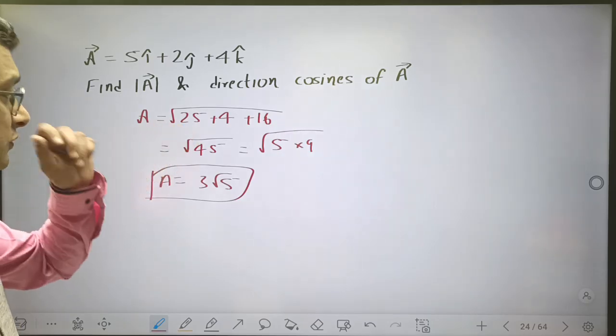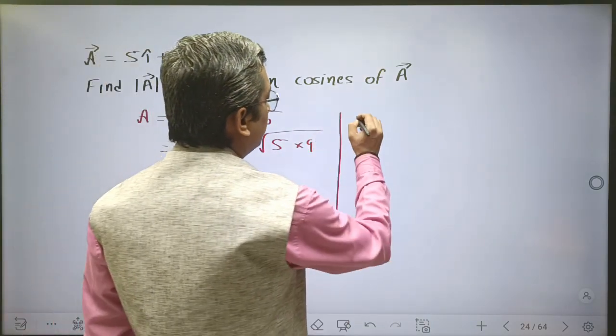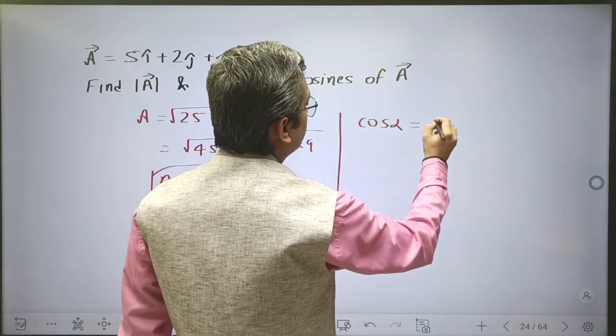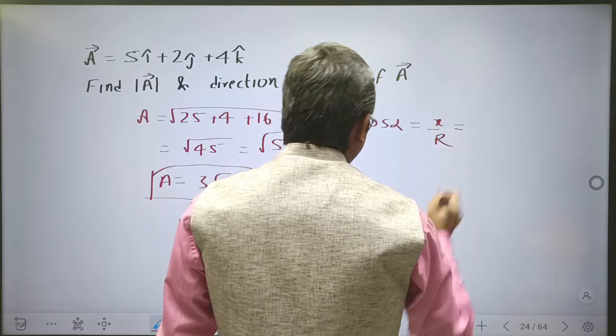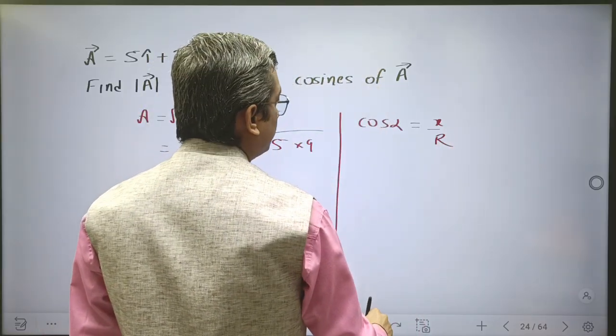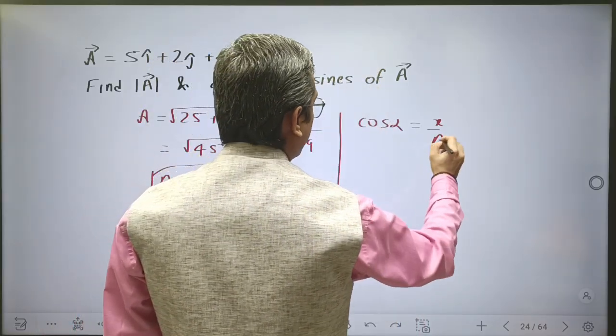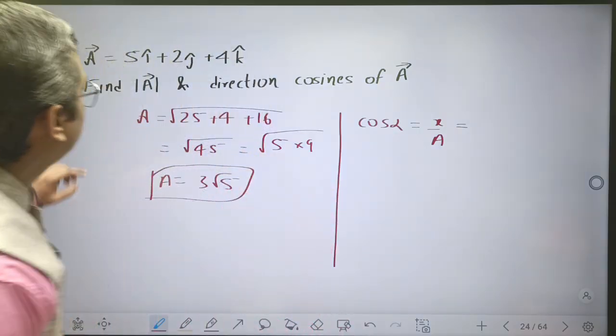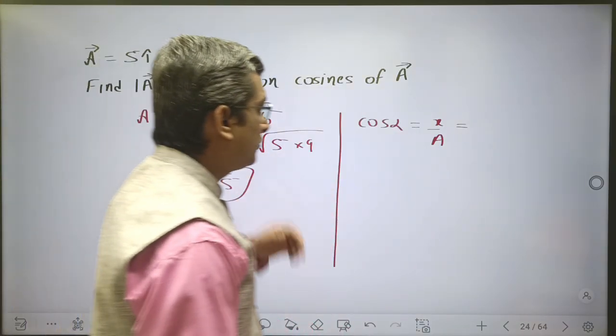We have to find the direction cosines of A. Now direction cosine, that is cos alpha, is x by r. Here, instead of r we have A, so I must write x by A. What is x? That is the i component. So this will be 5 by root 5.